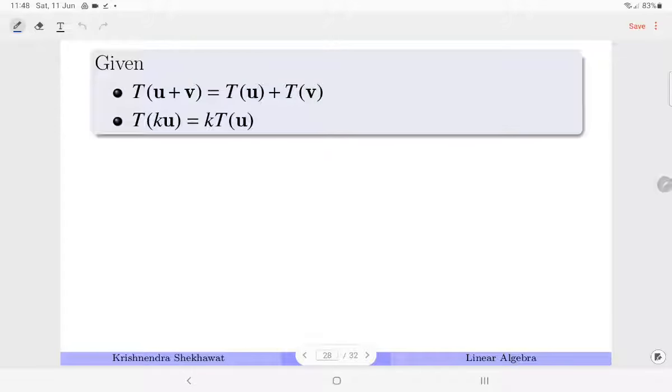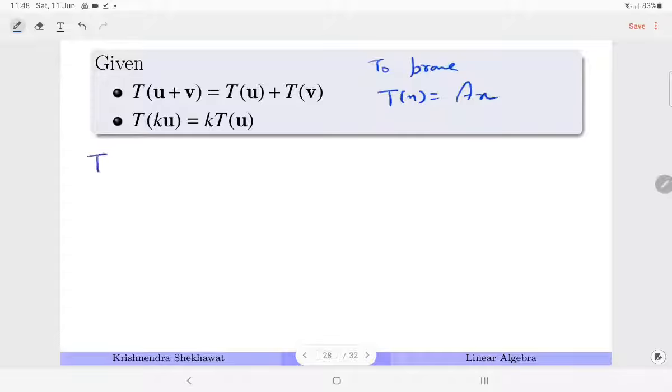The converse is a little bit tricky. It says that if these two properties hold, then I must show that T is a matrix transformation, which means to prove T of x is equal to Ax. There we need to show the existence of a matrix A.